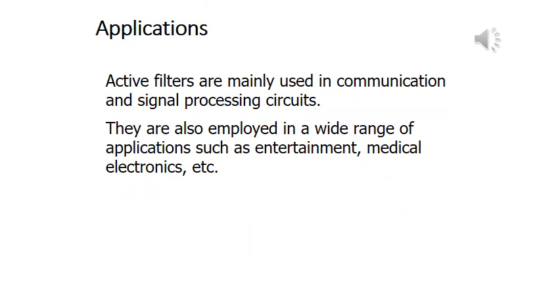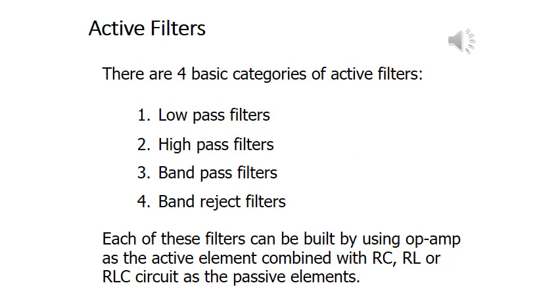Active filters are readily applied in digital signal processing systems and also in communication systems. Filters are employed in the entertainment, medical and electronic industries, and they are also used in power electronic circuits. We categorize active filters into four basic types: low pass, high pass, band pass and band reject filters, and these categories are based on the frequency levels that a filter selects or rejects.